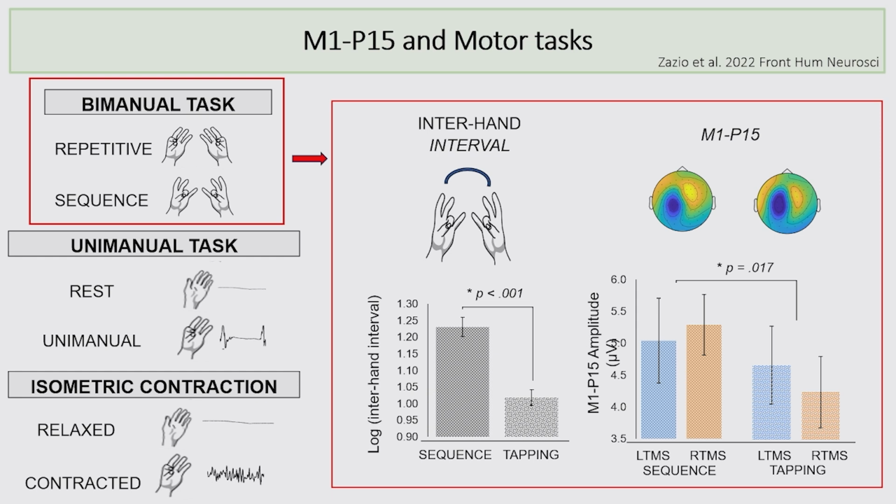And finally, we compared a bimanual task in which participants performed either repetitive finger tapping or more complex sequences of finger tapping. And across all these conditions, the only comparison in which we found an effect on the P15 is for bimanual tasks. So here, as you can see, the P15 is higher in amplitude for the sequence condition than the repetitive tapping. And interestingly, we found a similar effect on the ipsilateral silent period, which is higher when recorded during sequences than during finger tapping movements.